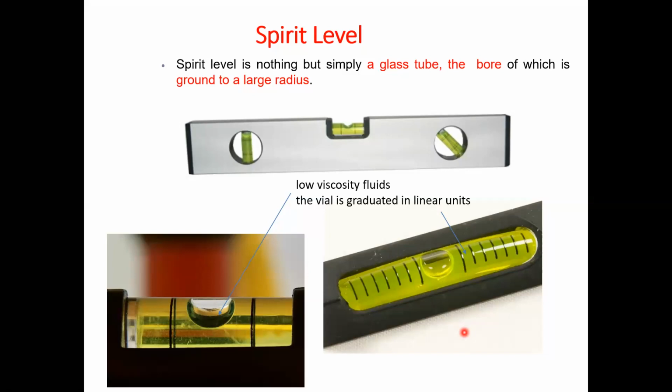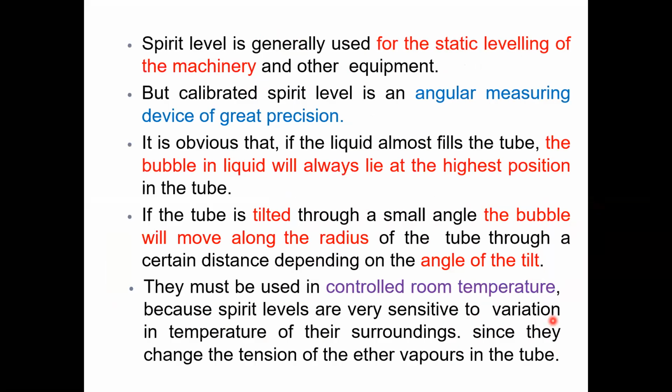Suppose if you want to tilt the machine to some smaller angles, if you want to raise one end of the machine to a smaller angle, in that case you can use this spirit level in order to set that particular angle, right? Static leveling. That is the reason why spirit level is generally used for the static leveling of the machinery and other equipment. Calibrated spirit level is an angular measuring device of great precision. It gives measurement up to seconds.